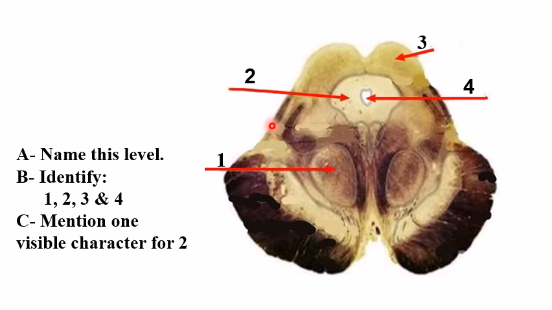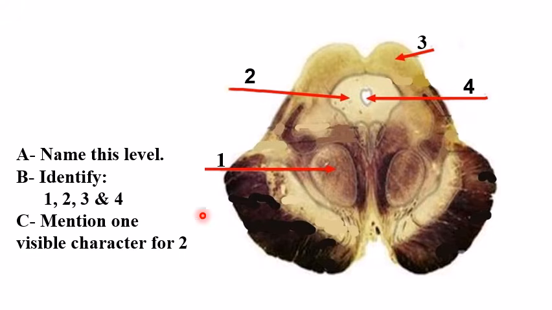Here is the midbrain, superior colliculus. Why? Look here at the tectum. I can see the superior colliculus. Number 3, superior colliculus. Here I can see in the tegmentum the aqueduct of Sylvius, number 4, surrounded with pear-shaped gray matter. Number 2. As well, I can see the red nucleus.